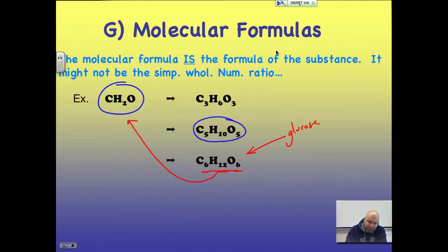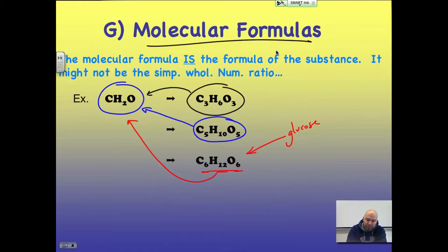This is a different molecular formula, C5H10O5, but its empirical formula is the same. And notice that this right here, C3H6O3, also is a different molecular formula. All these are different molecular formulas, but their empirical formulas are the same. So they have the same empirical formulas.